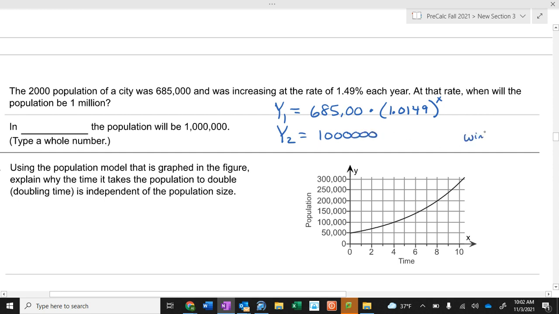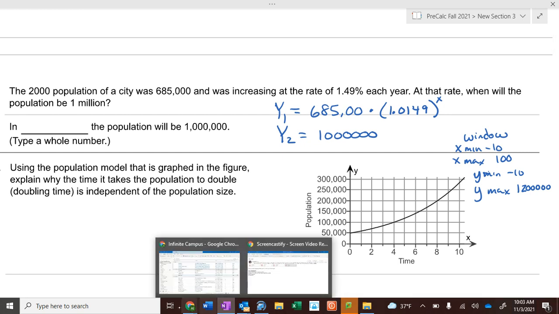Then under window, I would go to my x min, I'd leave it as -10. My x max, I'd throw in 100 there because I don't know where it's going to be. Y min, I'd leave at -10. But my Y max, I'd change to 1,200,000. Okay? So if you do all that, you'll find out where those two cross.